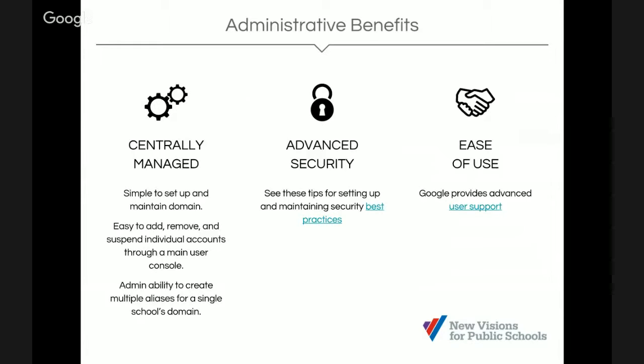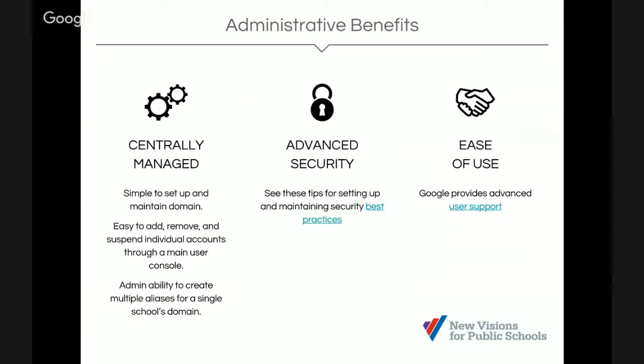These are just a few, but everything is centrally managed. It is very simple to set up and maintain a domain. At the end of our session, we'll go over some dates and times when you can either come into New Visions or go to Google and set up your domain if you have not already done so. It's also easy to add, remove, and suspend individual accounts, either individually or through a bulk process in Google. Admin can also create multiple aliases for a single school's domain. That's almost like giving your school's domain a nickname, and again, that's something we'll go over later.